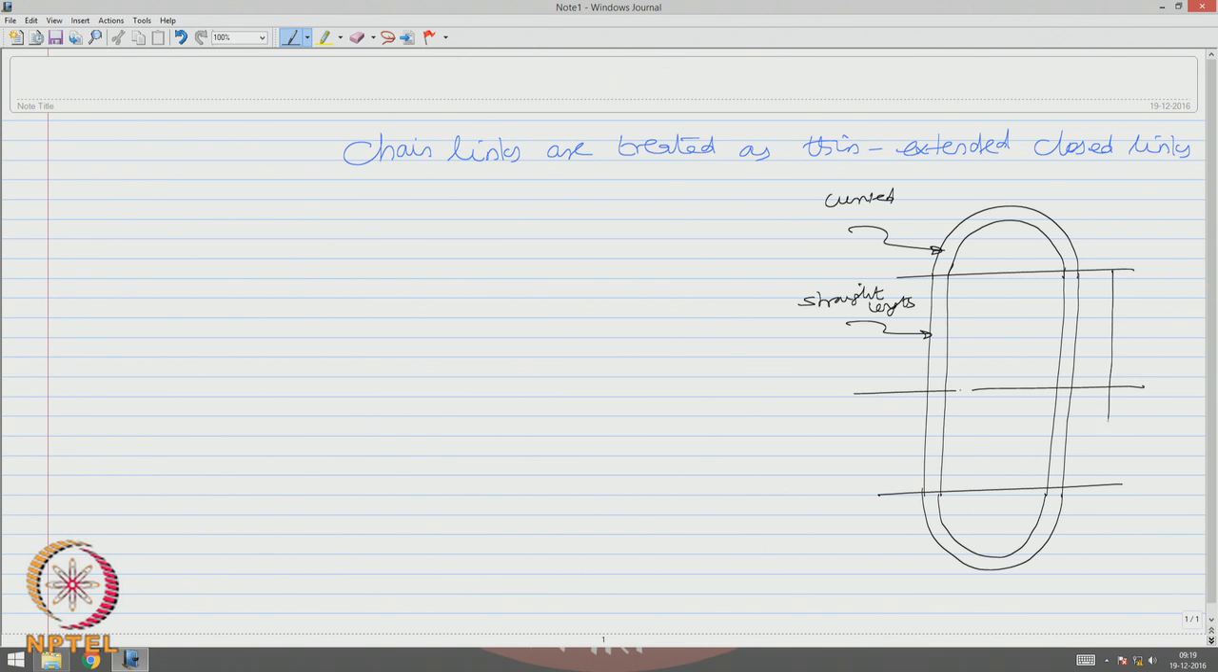Let us call this distance as L and let us call this radius as R. Let us say the link is subjected to an axial force, tensile force P as shown in the figure. Let us take a segment of the ring and the link, which I am showing here.